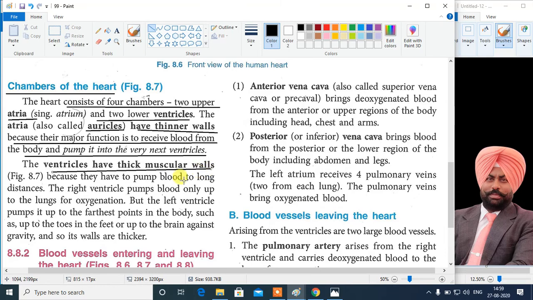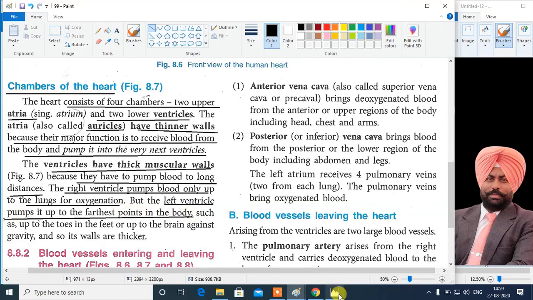The ventricles have thick muscular walls. The reason behind this is that they have to pump the blood over a longer distance. The right ventricle pumps the blood to the lungs for oxygenation, while the left ventricle pumps the blood to the farthest part of the body.